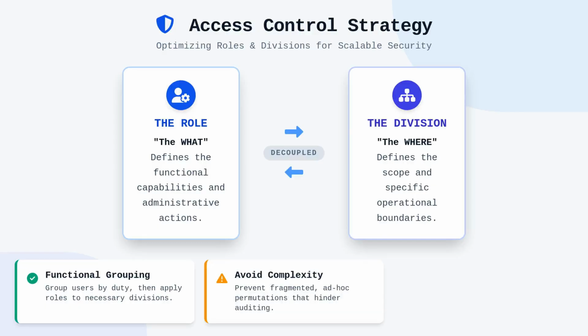Avoid the urge to create overly complex role division permutations that become impossible to audit. Keep your permissions as lean as possible, regularly reviewing who has access to which divisions. By maintaining a clean and intentional structure, you ensure that as your organization grows, your administrative overhead remains manageable and your data security remains robust.